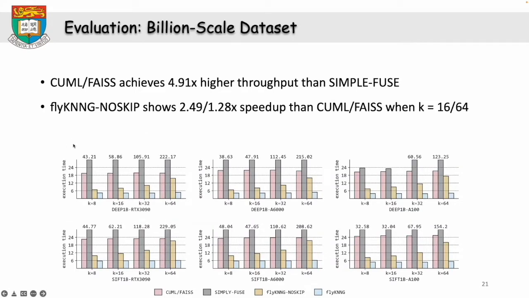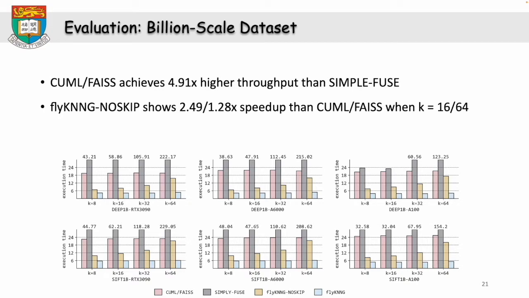Actually, even the baseline achieves 4.91 times higher throughput than simple fuse with standalone kernel on RTX 3090 and A6000. It incurs two unnecessary global memory accesses for the octa-scale distance matrix, but still shows a much higher throughput, as the two kernels are highly optimized for standalone usage.